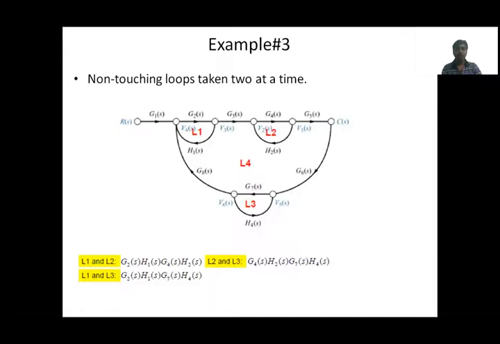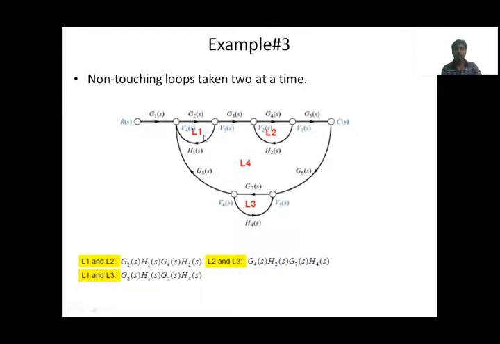Now come to the non-touching loops. Just verify whether L1, L2 are both non-touching. Yes, this and this are completely independent, so L1, L2 are non-touching. Then L1, L3 are also independent, both isolated. Therefore, these two are also non-touching. Then L2, L3, these two are also non-touching.